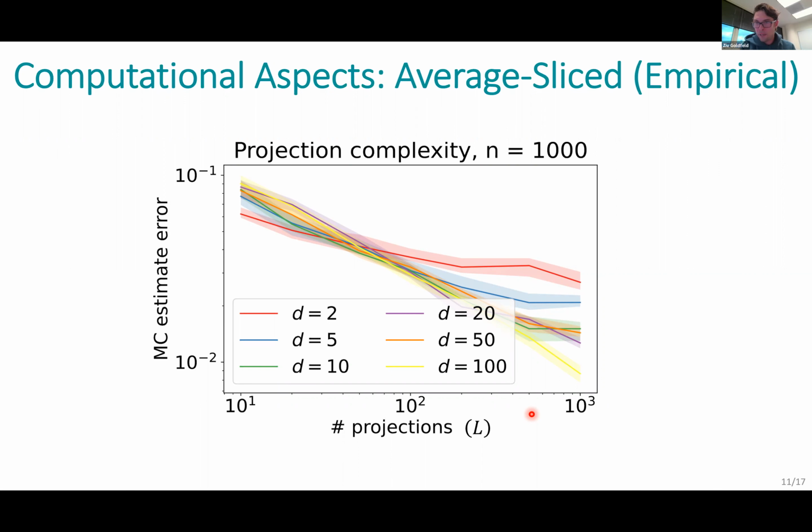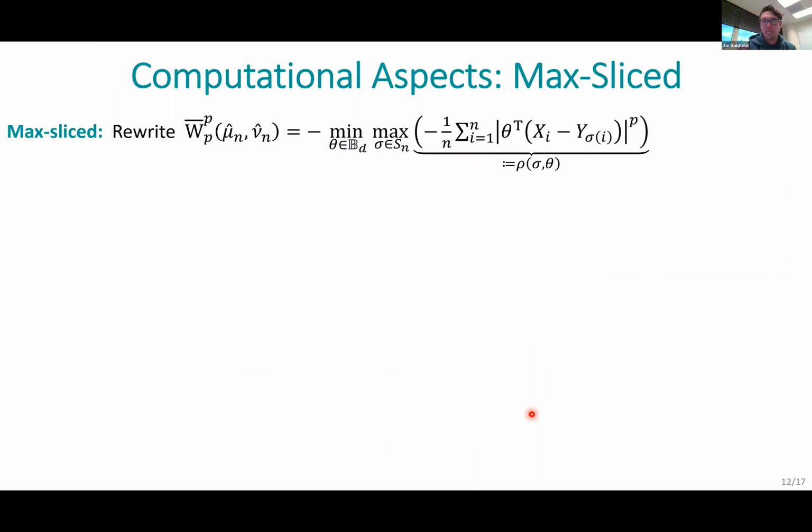Okay. How about max slicing? Well, again, it turns out that there's a simple and elegant solution here. And for that, I want to rewrite my empirical max slice distance in this form over here, mentioning two things. The first is that I've changed my optimization domain from the sphere to the ball, which I can do by a simple rescaling argument. This is helpful because now you're optimizing over a convex domain, right?